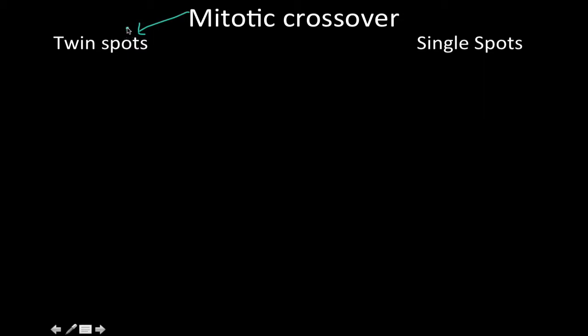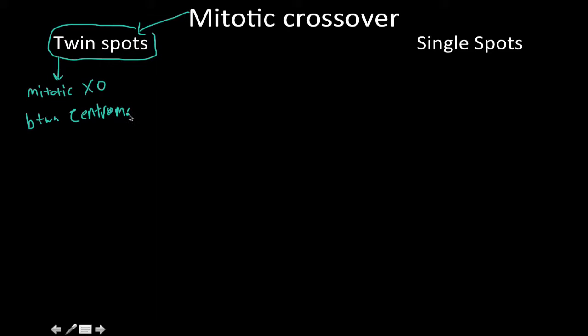DNA is DNA, and it does its thing, it does its reactions. So we can get twin spots, and then we can get these things called single spots. So twin spots, the result of this is that we have a mitotic crossover. So I'm just going to say mitotic crossing over that happens between the centromere, if I could write, between the centromere and the genes.